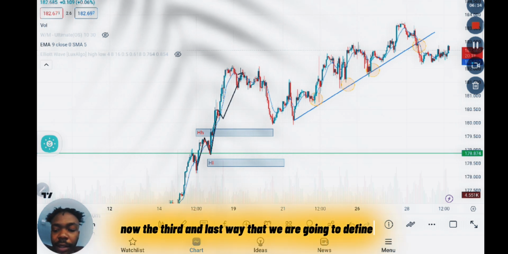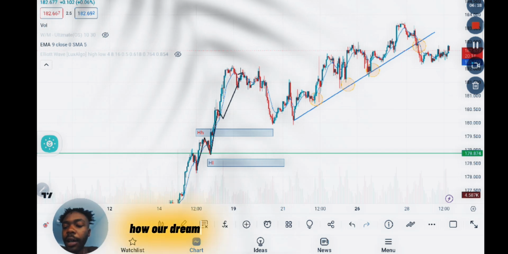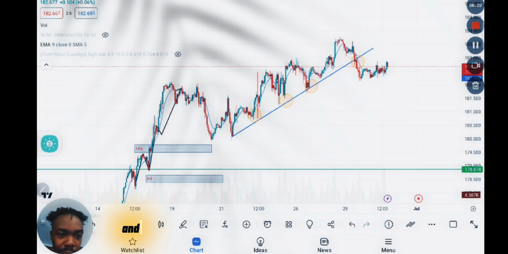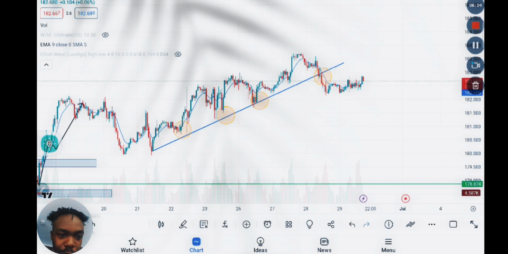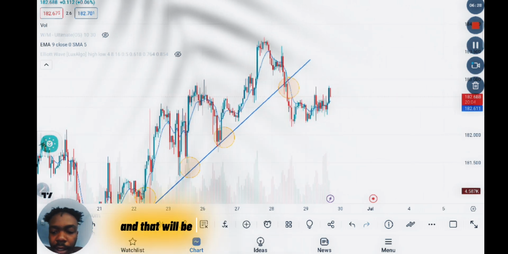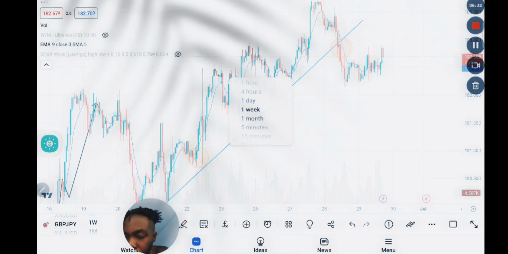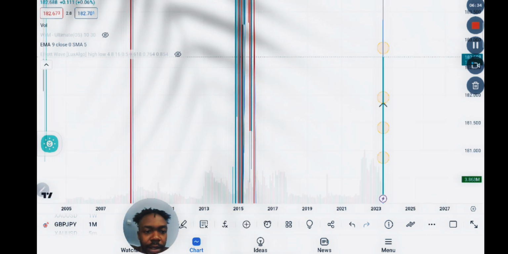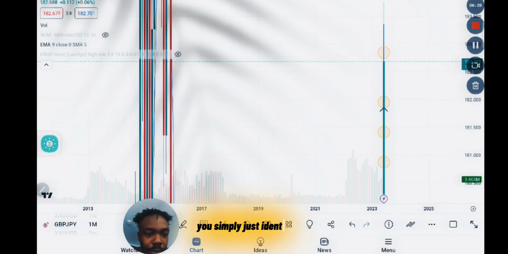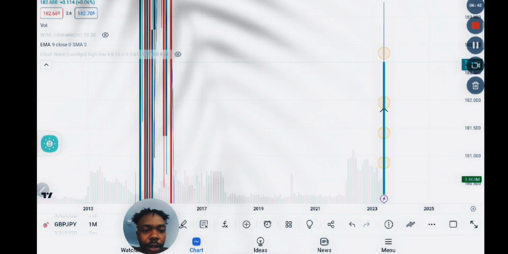Now, the third and last way that we are going to define our uptrend is to go to where price currently is. And this is the way that I personally do it when I go about doing my analysis. And that will be to go onto the higher time frames. And then simply, this does not need any drawing or anything. You simply just identify what color the candles are.